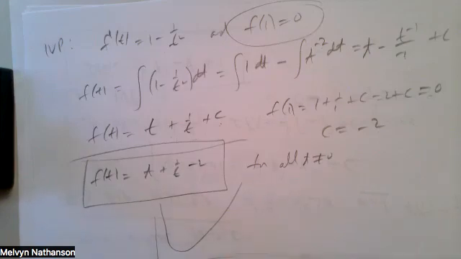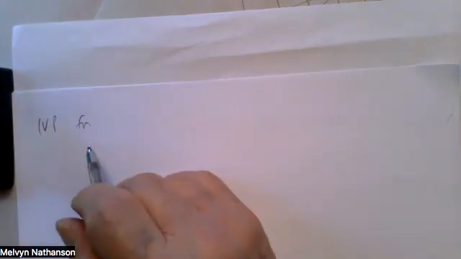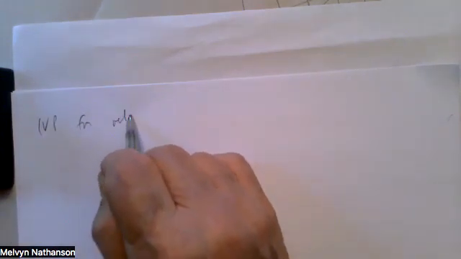Now, these initial value problems come up when you're looking at simple mechanical problems about the motion of a particle, where you want to know something about its position and its velocity. So here is a kind of initial value problem for velocity and position.